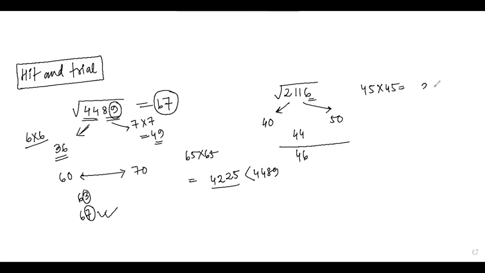5 5s are 25 and 4 5s are 20. So this number is what? More than this. 2116 is more than 2025. So the answer must be 46. It cannot be 44. Okay. So this method is very useful. After you practice a bit, you'll get this very easily.